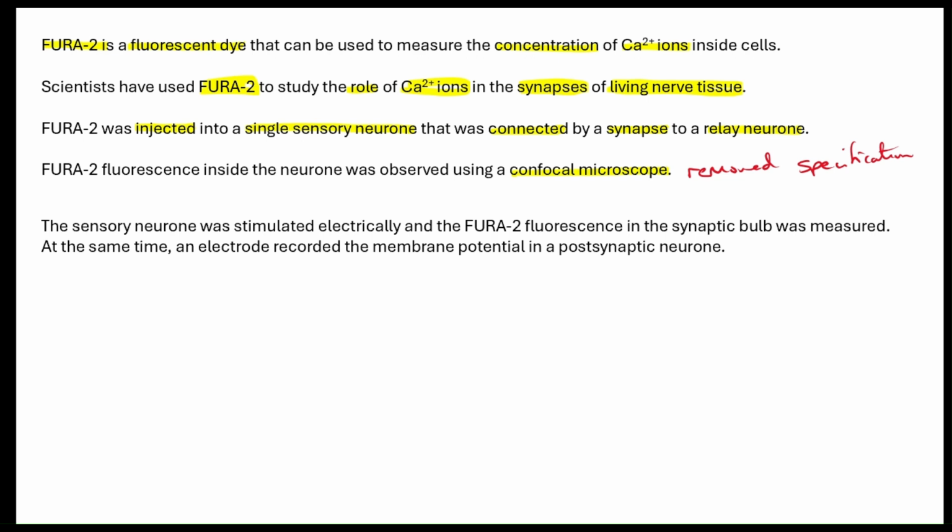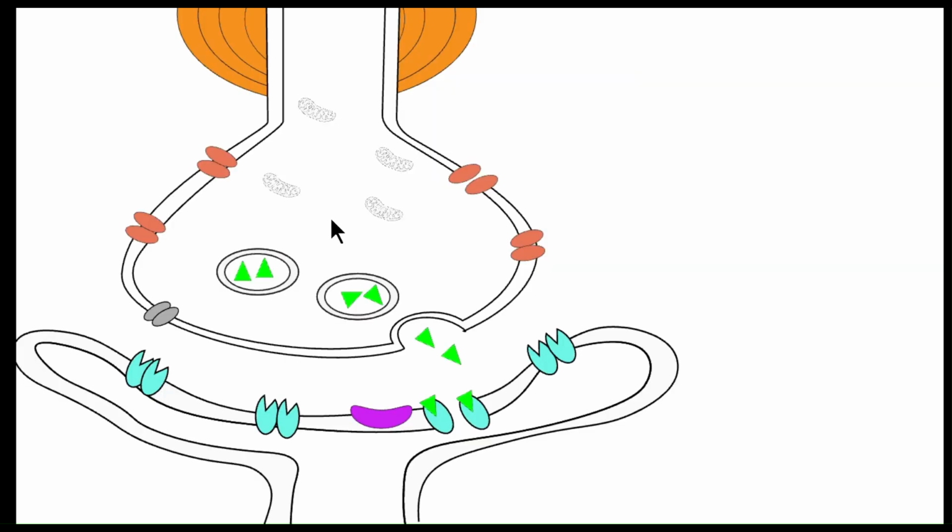So they tell us that the sensory neuron was stimulated electrically and the FURA 2 fluorescence in the synaptic bulb was measured. And at the same time, an electrode is going to record the membrane potential in the postsynaptic neuron. So let's just remind ourselves about a synapse. When we look at our neural communication, we should know that there is always going to be a presynaptic neuron. Now, they told us in the question that this was a sensory neuron.